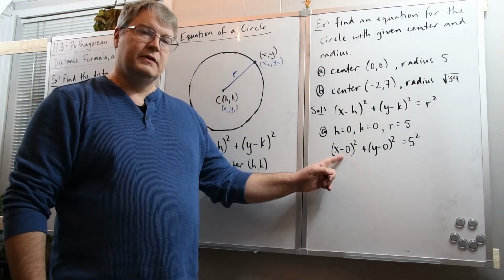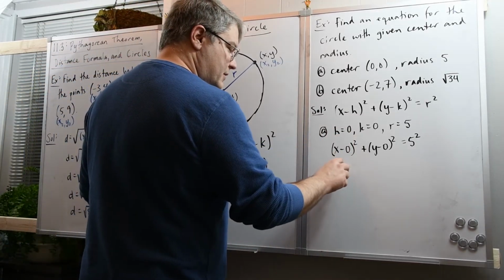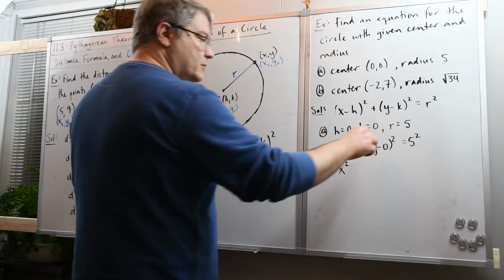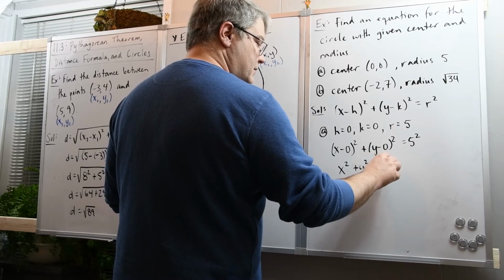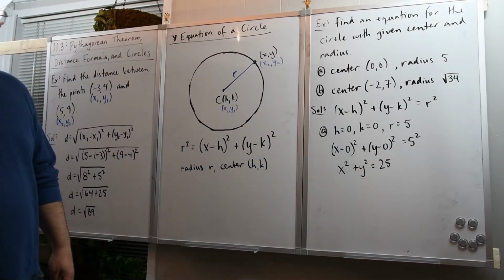But x minus 0 is the same thing as x. So we're going to have x raised to the second power plus, and y minus 0 is y, so we'll have plus y raised to the second power. And then 5 squared, yeah, that's going to be 25. There's our equation. Looks pretty nice.